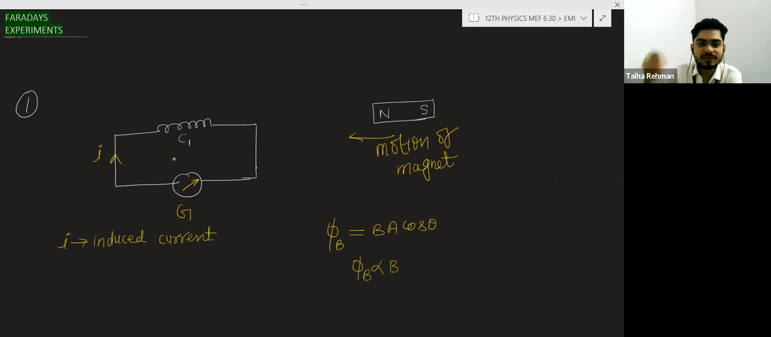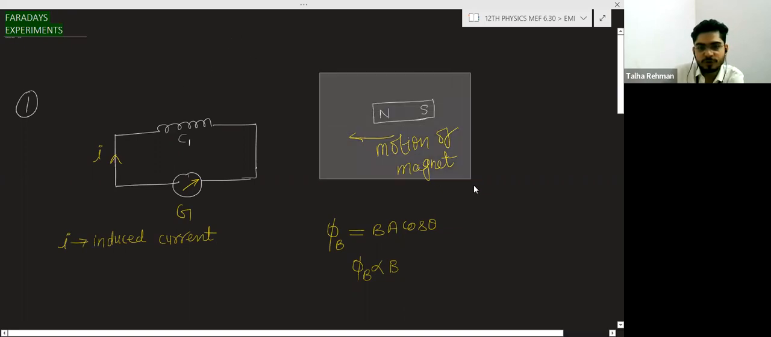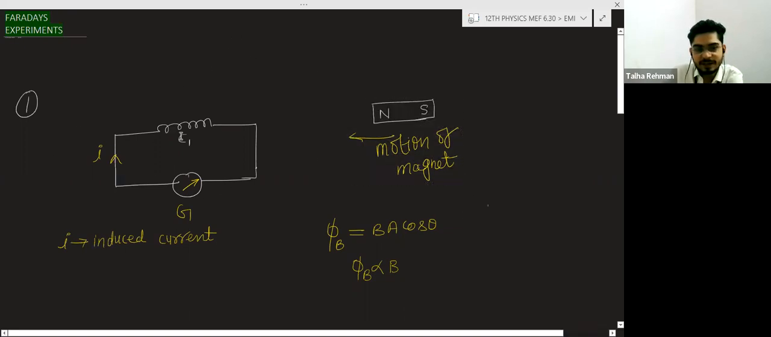Now, if someone asks, when this magnet is moving towards the coil, why is there current in the coil? What will you say? You will say that due to the motion of the magnet, the magnetic flux is increasing at the coil. So, due to the increase in magnetic flux, there will be induced current or induced EMF.